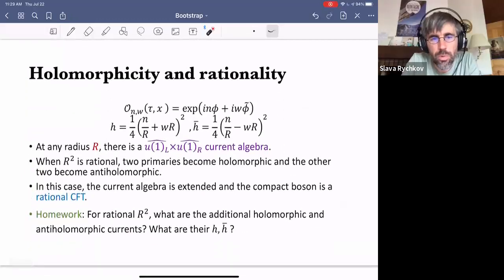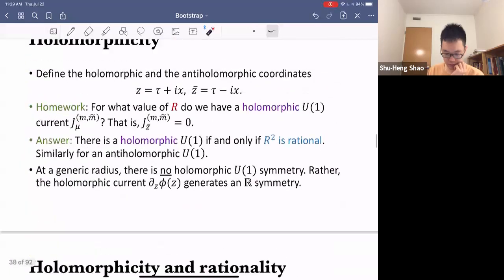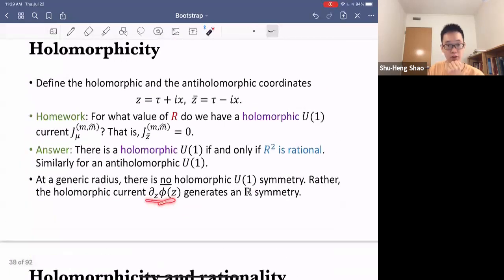Can you be a bit more specific about this R symmetry? What do you mean by that? I just meant that if you take this current and you construct its charge, you can write it as this.